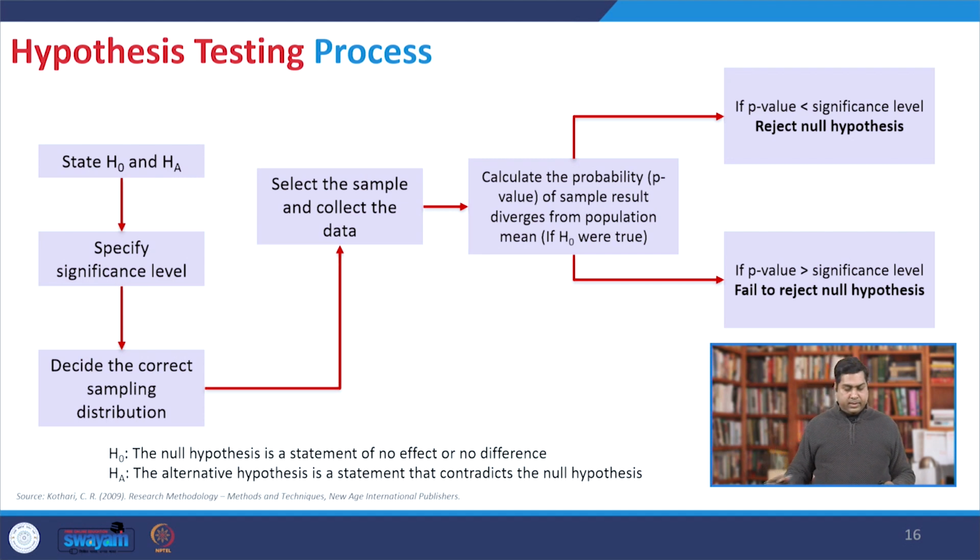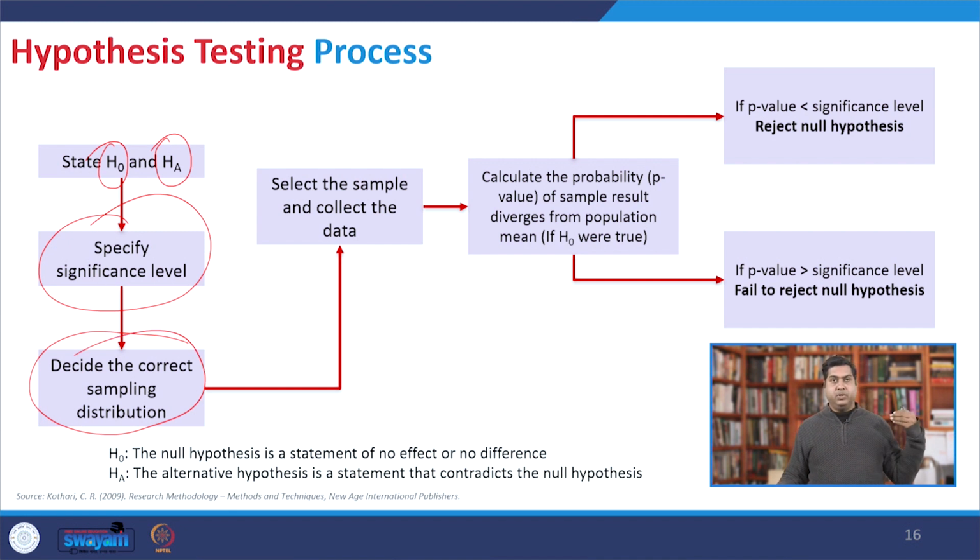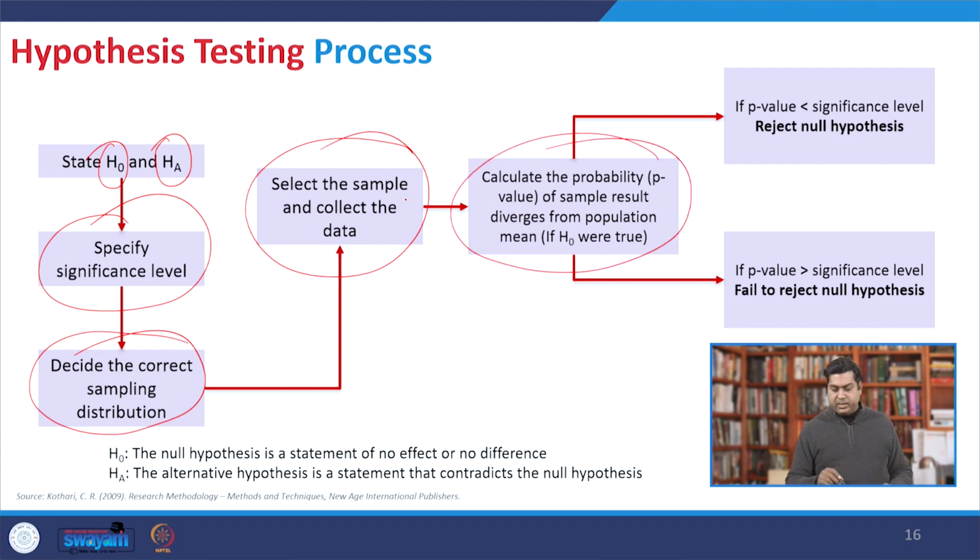For the hypothesis testing procedure, first you have to state the null hypothesis, which is represented by H0, and then the alternative, which you can write as HA, but it can be any number of alternatives. If it is one alternative, H1; if there are many, H1, H2, etcetera. Specify the significance level, then decide the correct sampling distribution, so that you can take the right test, whether it is the normal distribution or the t distribution. Then select the sample and collect the data, then calculate the probability, the p value. If you find the p value is less than the significance level, normally 5% as I mentioned, we reject. If not, we fail to reject the null hypothesis. The null hypothesis is a statement of no effect or no difference, whereas the alternative is a statement which contradicts the null hypothesis.